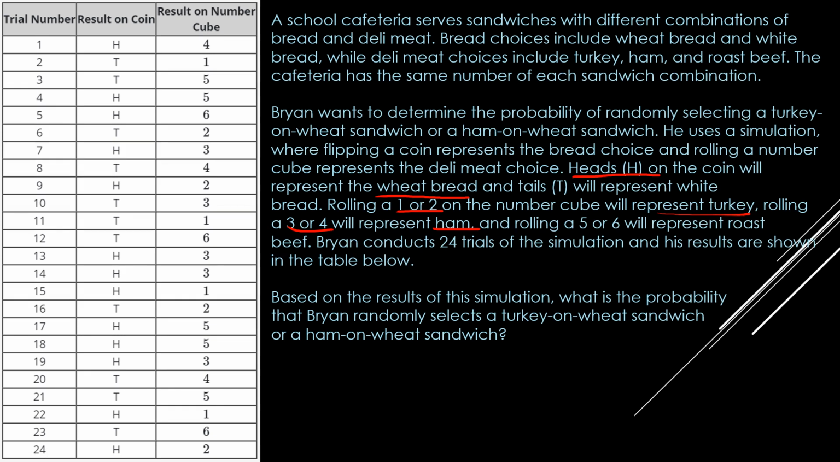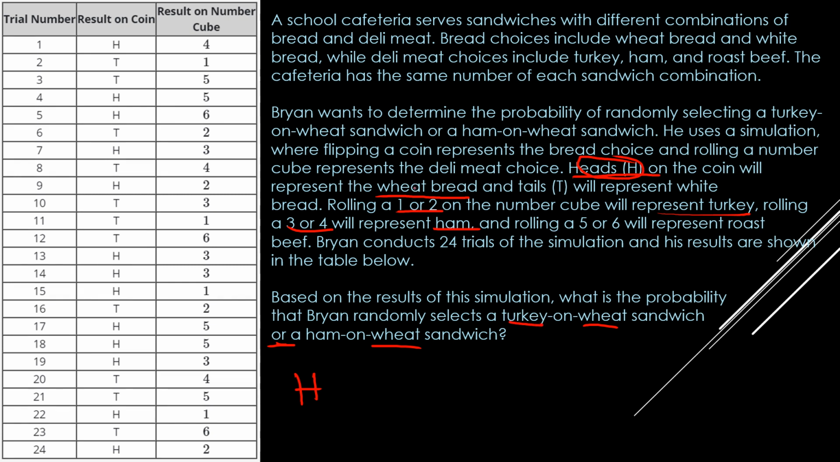We want to know the probability that he will get a turkey on wheat or a ham on wheat sandwich. Now, because it uses the word or, it doesn't have to have both. It can't have turkey and ham. It just needs to have one or the other. Thankfully, both of our sandwiches here are on wheat. So since they are both on wheat, I am looking for heads, because heads represents wheat.